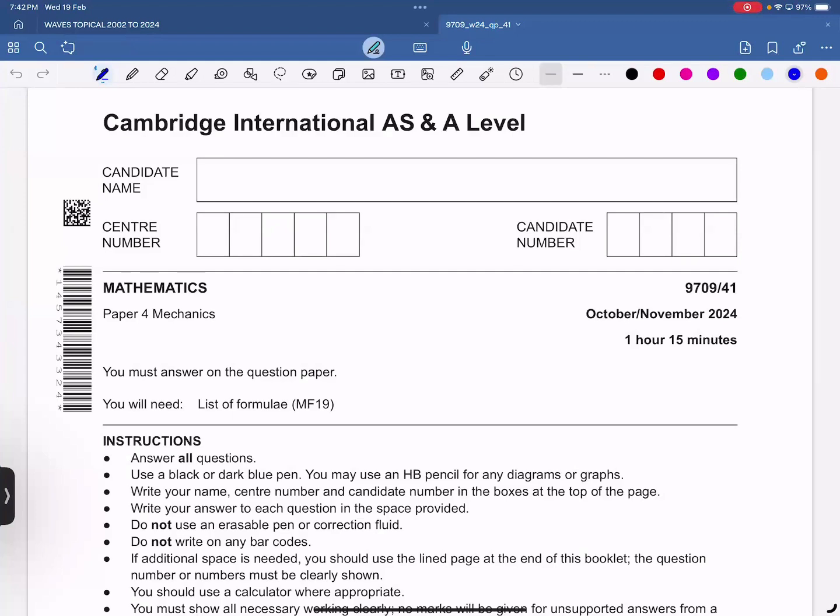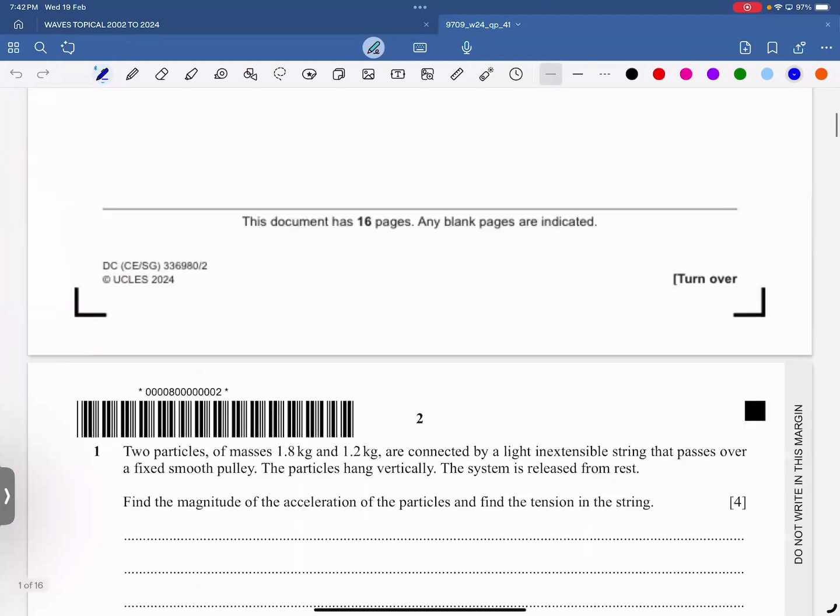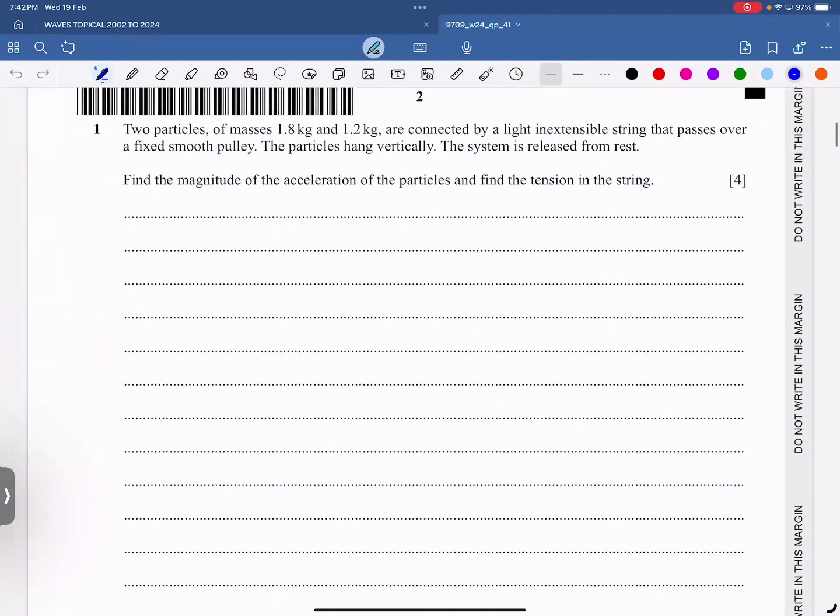So we are going to solve October-November 24, paper 4, variant 1, mechanics 1. It's a total 50 marks question paper and 1 hour and 15 minutes time. Let's start with question number 1, my dear students.